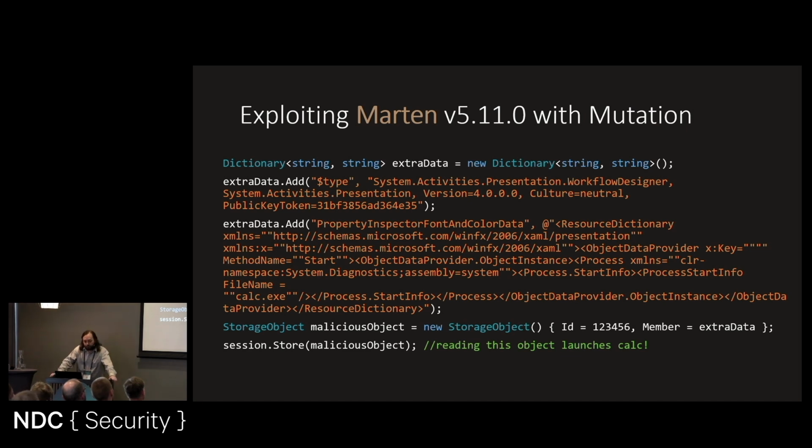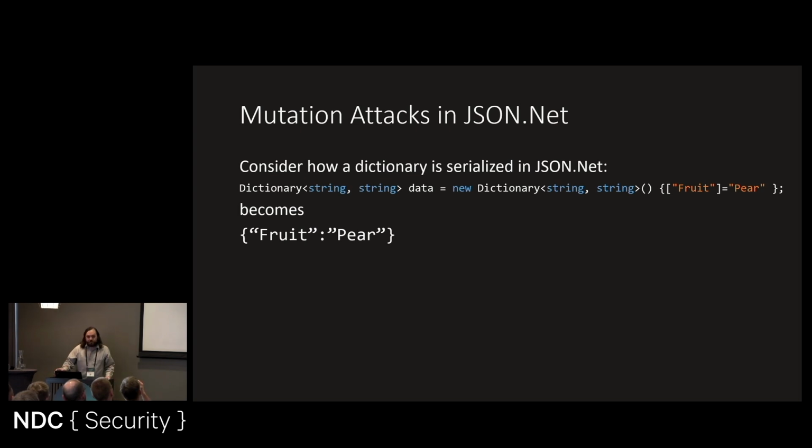And why is that? So MartenDB is using JSON.NET to read and write its storage. So let's look a little bit at how JSON.NET serialization works for a dictionary like this. If you've got a dictionary mapping a string to a string, then let's say you have a key named fruit and a value named pear, and you serialize that. What JSON.NET will do is it will just use that key name directly as the key it uses in the JSON it produces. So whatever your key names are in your dictionary, those are the key names that actually get put into the JSON.